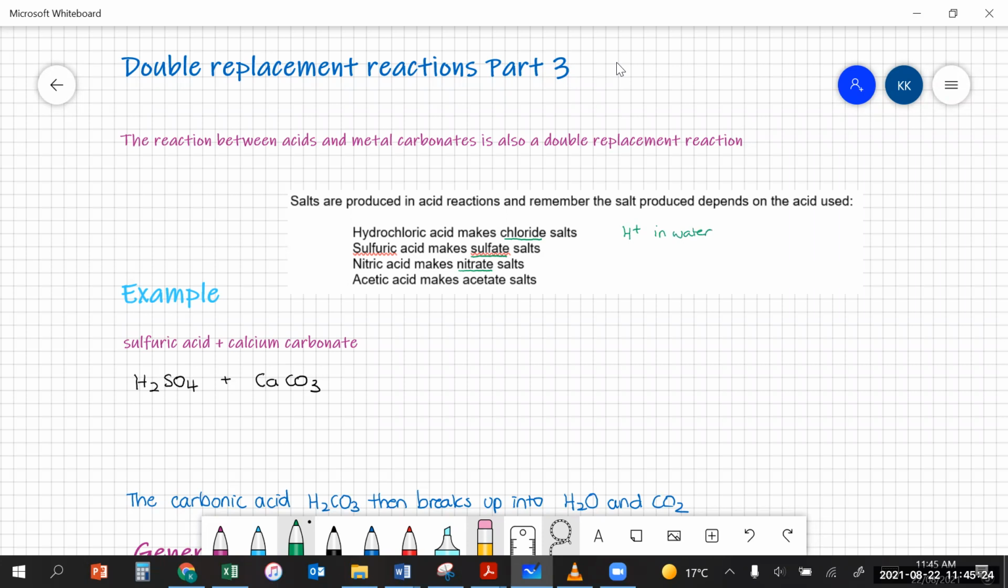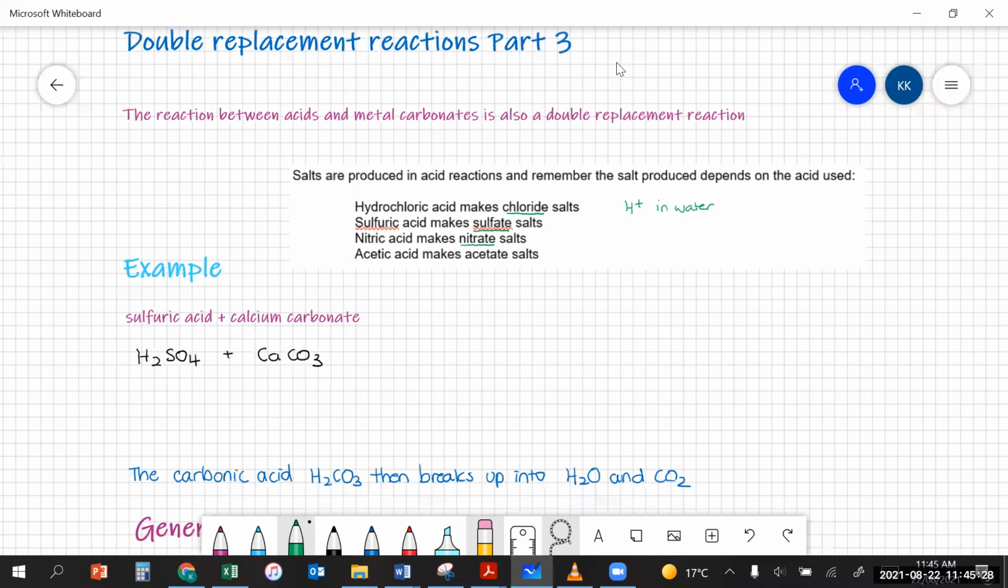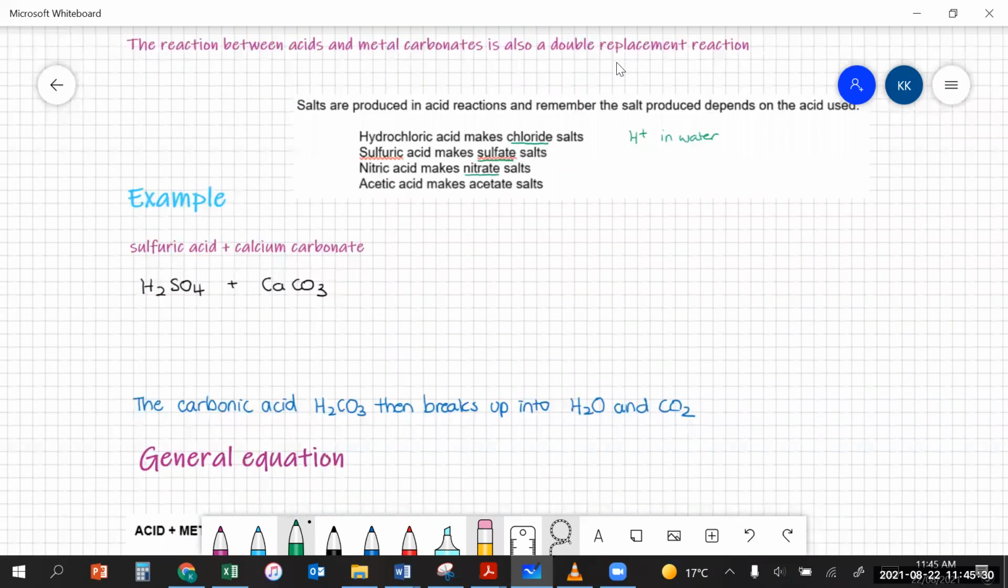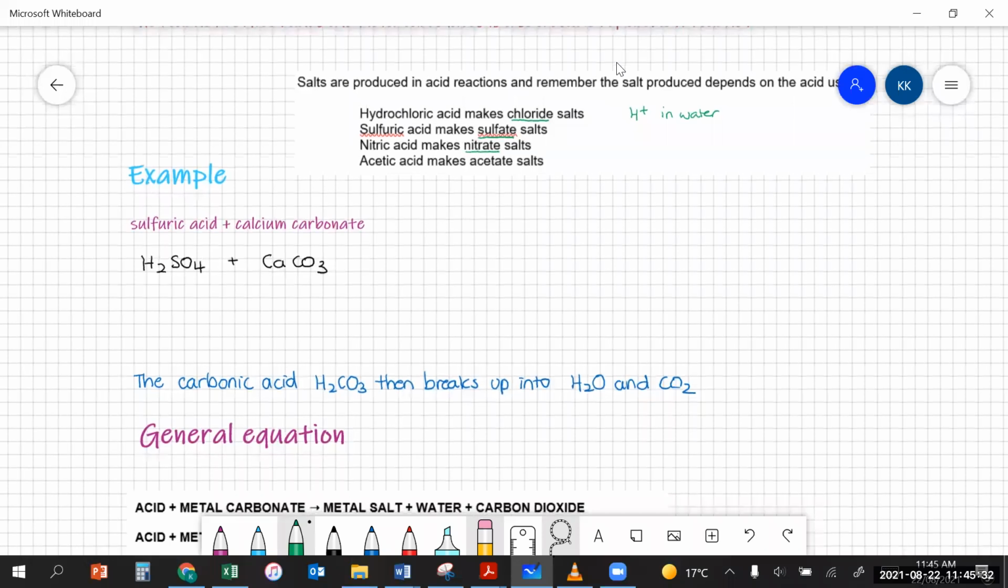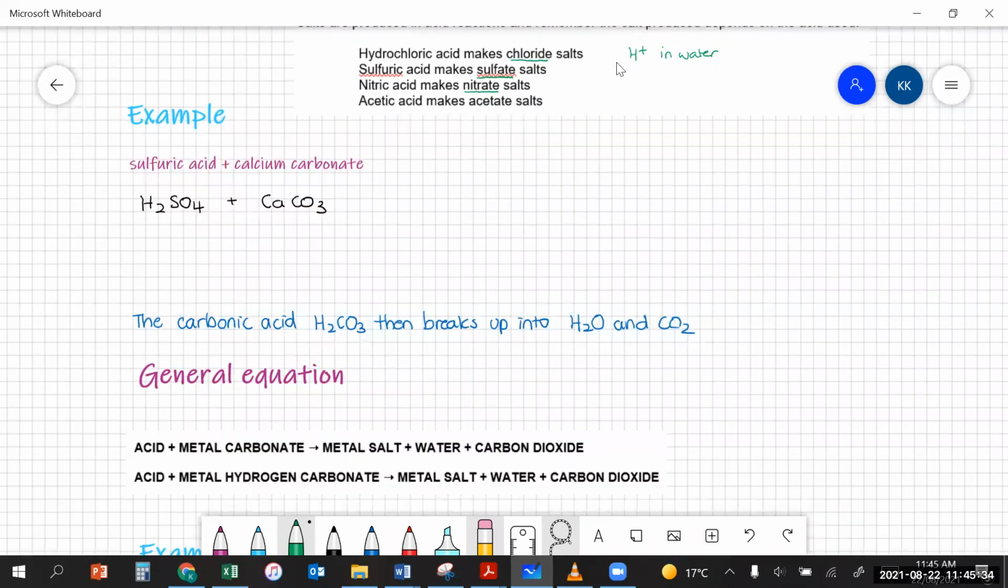So today we are looking at the reaction of acids and metal carbonates. Let's have a look at the reaction between sulfuric acid and calcium carbonate as a double replacement reaction, and see if we can work out what is produced. If it's a double replacement, then we would expect the hydrogens and the carbonates to get together, and then the calcium and the sulfate to get together.